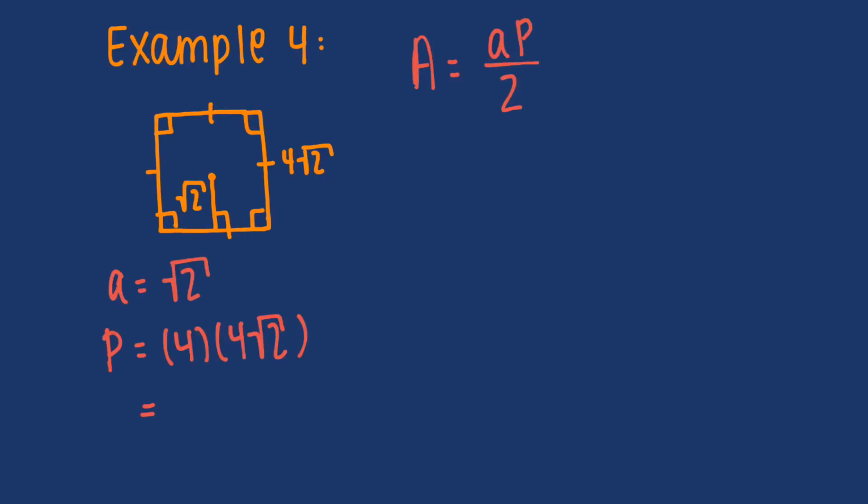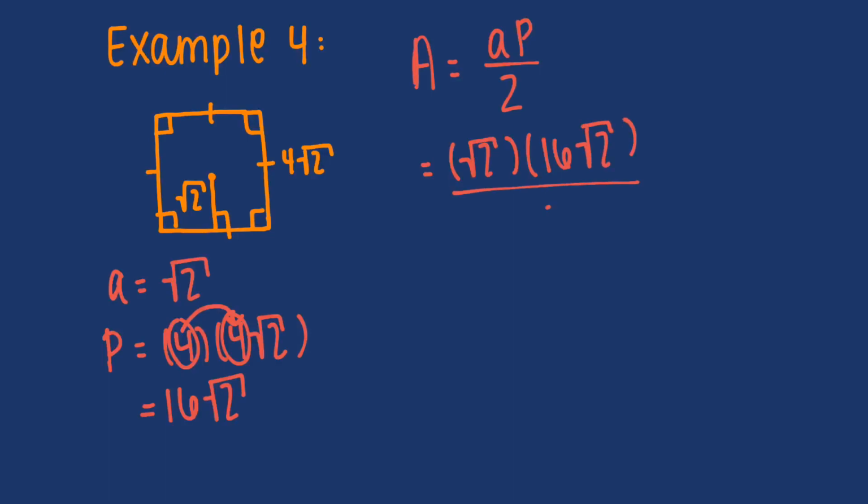Remember, with these, we only multiply what is alike. Since this 4 doesn't have a radical, we're only going to do 4 times 4, which is 16, and then we're going to drop down that square root of 2. So my formula looks like the square root of 2 times 16 root 2 divided by 2.